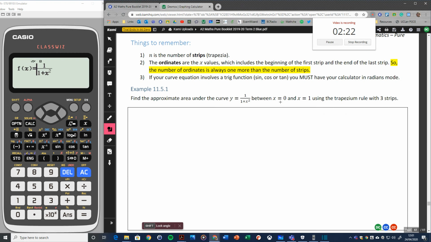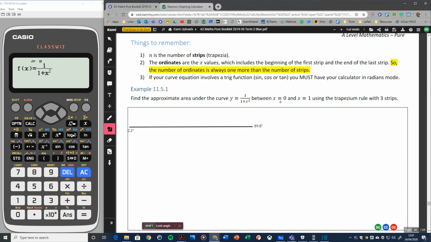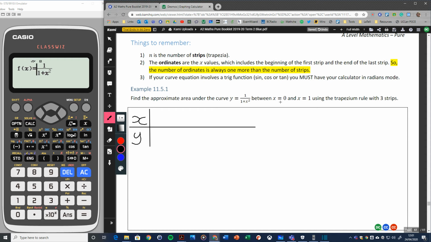Between x is 0 and x equals 1 using the trapezium rule with 3 strips. So I need a table for my x values and y values. So starting at 0, going up to 1 with 3 strips. If you look at the bit I've highlighted in yellow here, the number of ordinates is always 1 more than the number of strips. So if we need 3 strips here, we're going to have 4 ordinates.